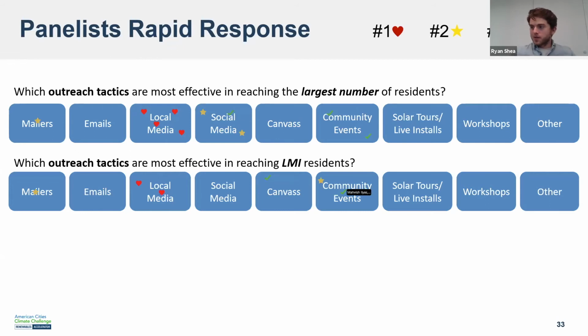All right, I'll give a little bit more time for Brian, Angela, Mavish, Jill, and Ruda to put their response on the screen. It looks like so far we have a pretty good alignment on local media being really effective for both reaching the largest number of residents and low and moderate income residents specifically. And then community events and social media being really important for reaching a lot of residents, as well as mailers. And then somewhat similarly for low and moderate income residents, but perhaps less on the social media front and more on specifically canvassing or attending community events.